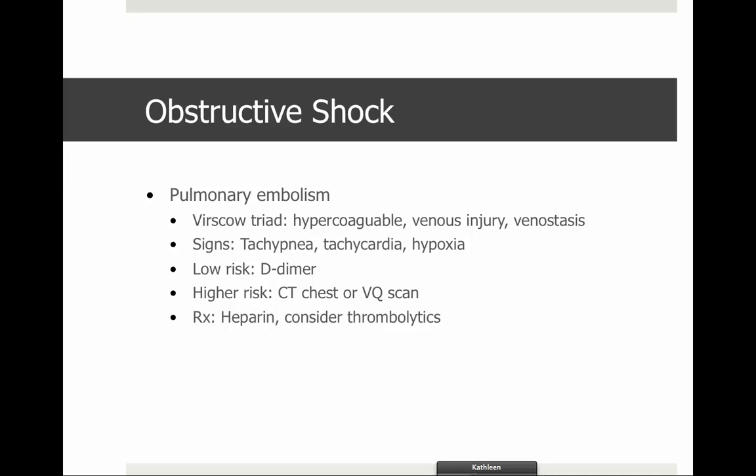Pulmonary embolism, Virchow's triad is hypercoagulability, venous injury, or venous stasis. Signs: tachypnea, tachycardia, hypoxia. Low risk, we'll do a D-dimer. High risk, CT of the chest or VQ scan. We may want to consider heparin or thrombolytics at this time.